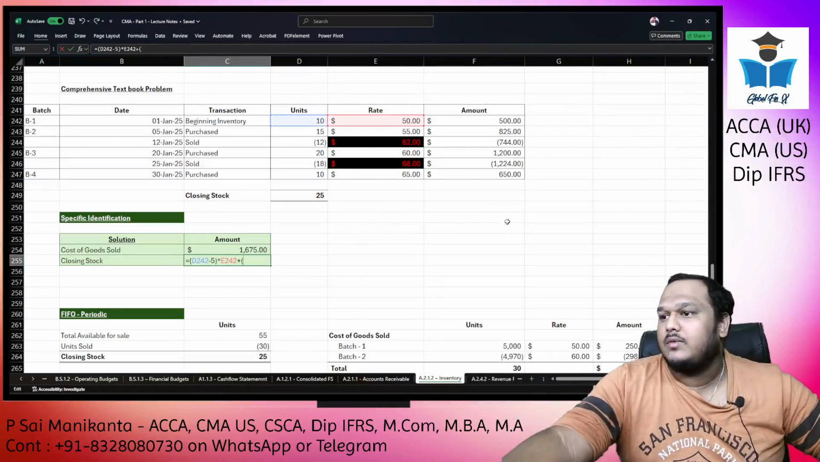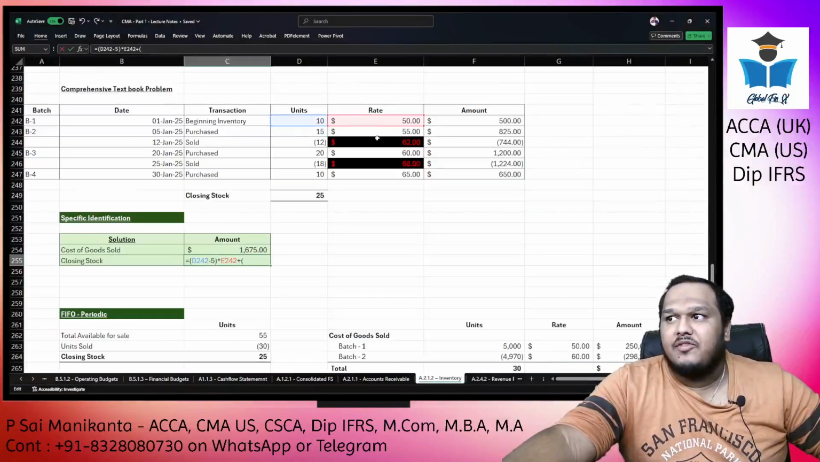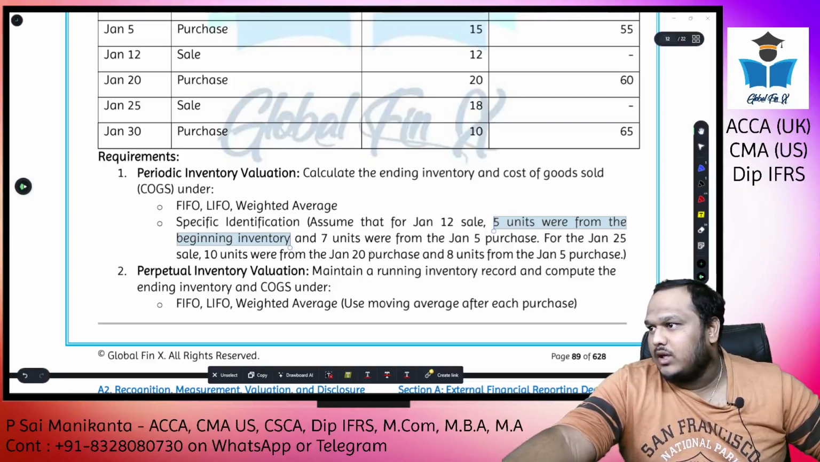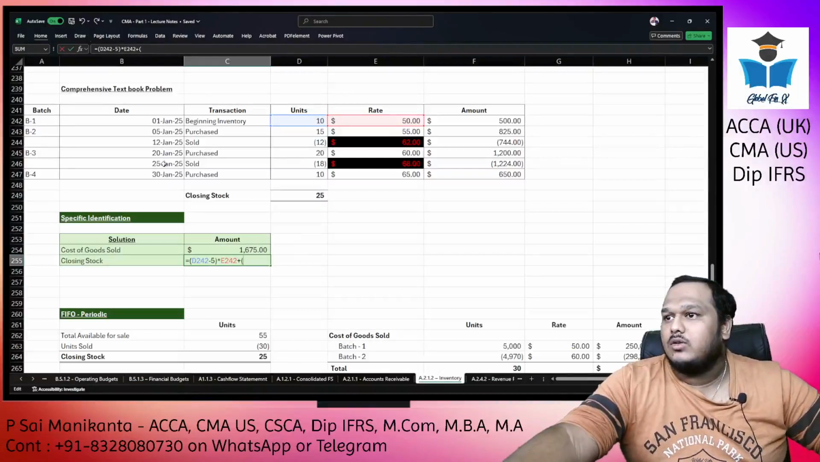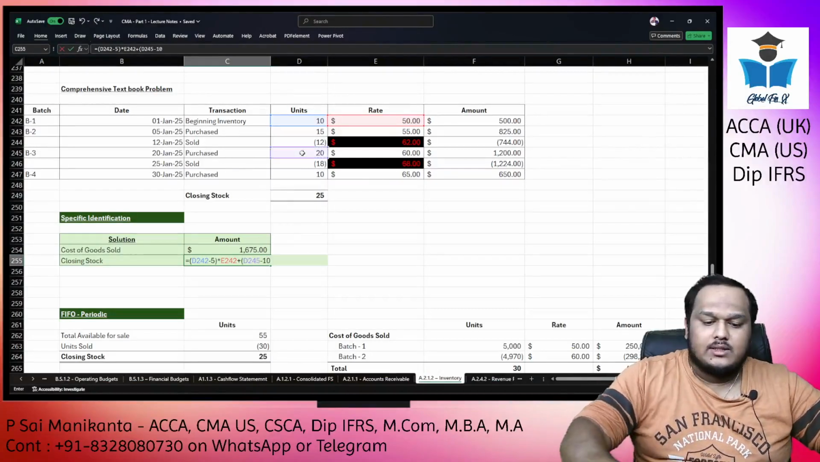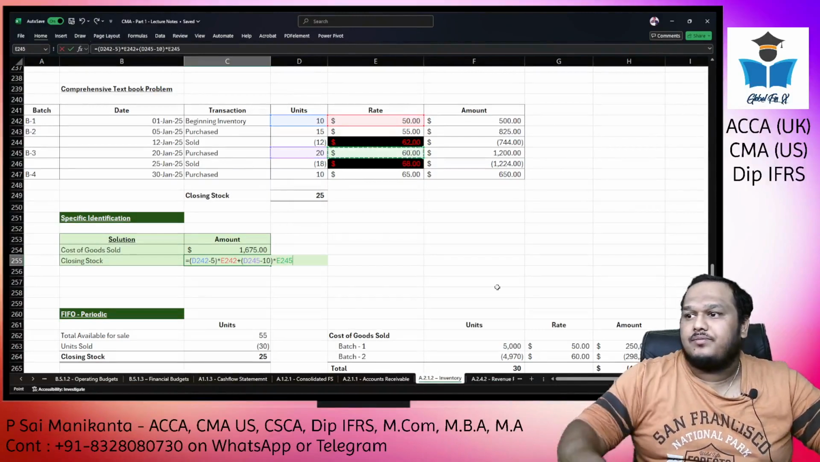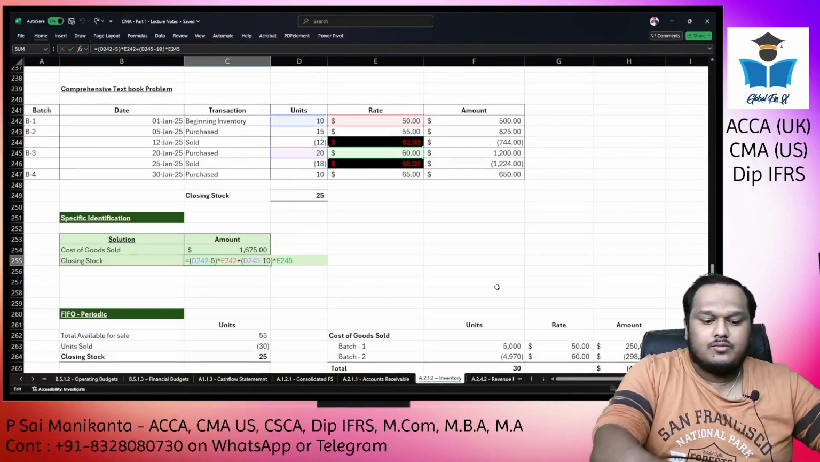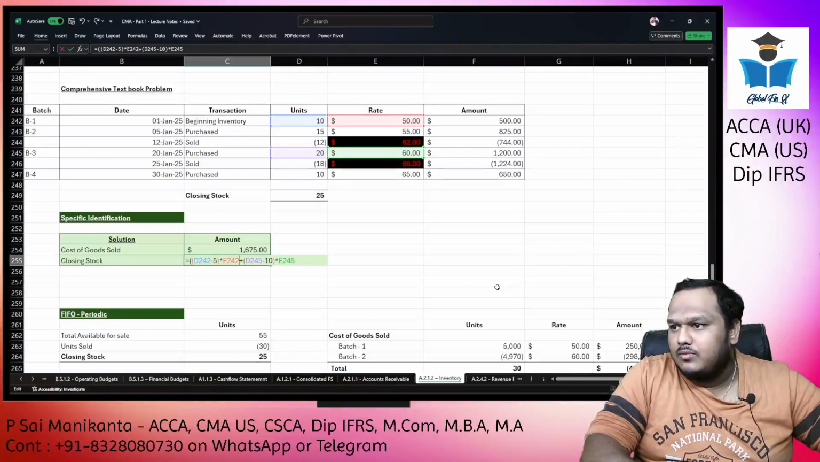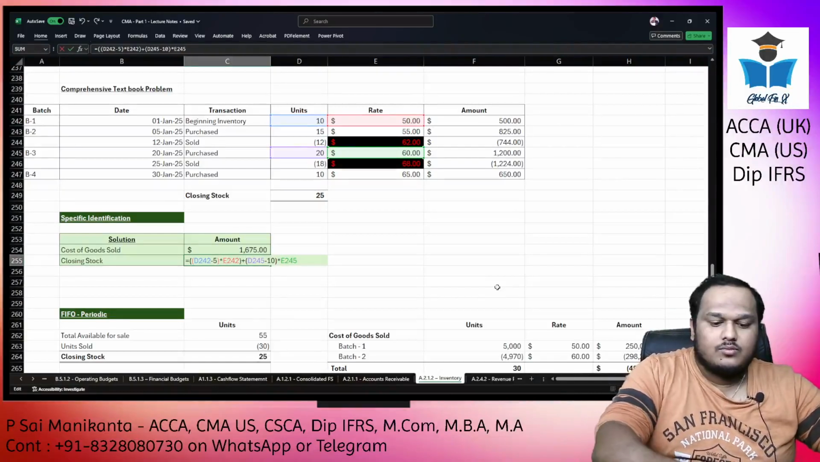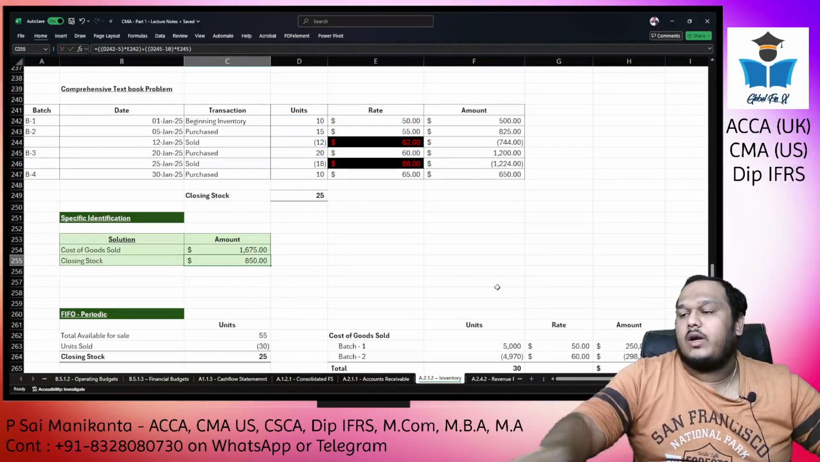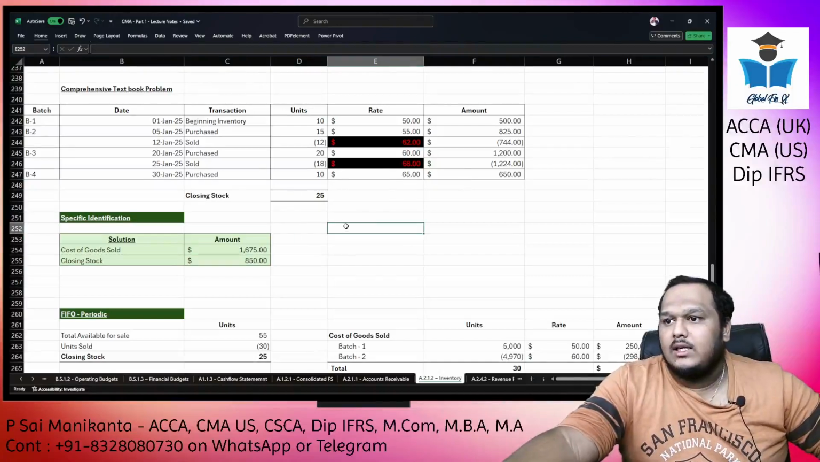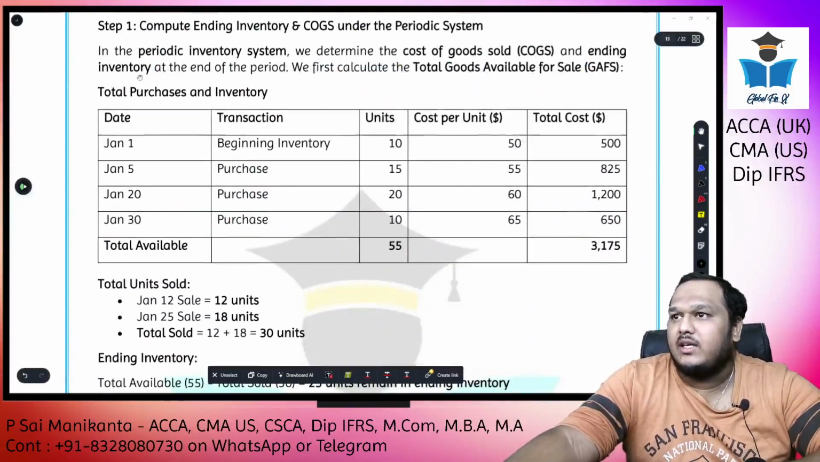Then this entire 15 was sold. From Jan 20 purchases, 10 units were sold. So Jan 20 purchases, 20 minus 10 multiplied by 60. All right, so that is my COGS and closing stock under specific identification.